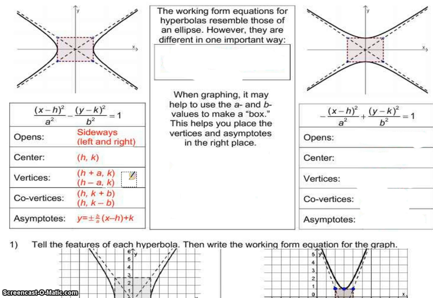So the working form equations for hyperbolas resemble those of an ellipse. However, they are different in one important way. That important way is that one term is going to be negative, or that the terms have opposite signs.